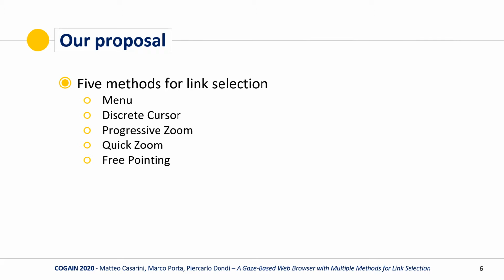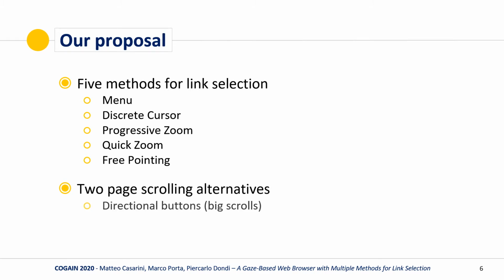But the main purpose of this paper is also to evaluate the performance of the 5 link selection methods. There are also 2 page scrolling alternatives, directional buttons with big scrolls and gaze position with a smooth motion. That means that depending on where the user's gaze is detected, the page is scrolled up or down.